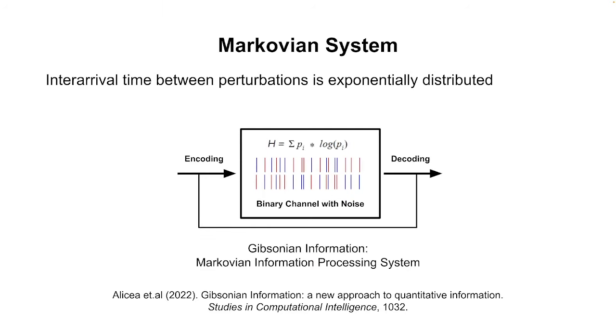So in keeping with our idea of summary statistics, we might want to focus on inter-arrival times, or the time between perturbations. If we focus on the inter-arrival time, we end up with this distinction between Markovian systems and non-Markovian systems. The first example is of a Markovian system. In Markovian systems, the inter-arrival time between perturbations is exponentially distributed. And we can characterize this with an internal model, something we've previously called Gibsonian information, which is a Markovian information processing system.